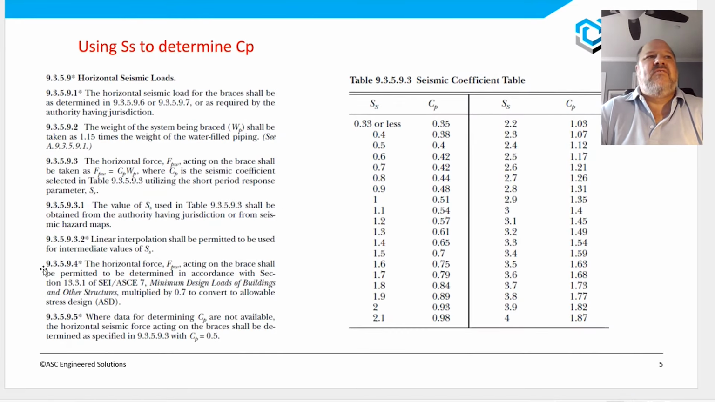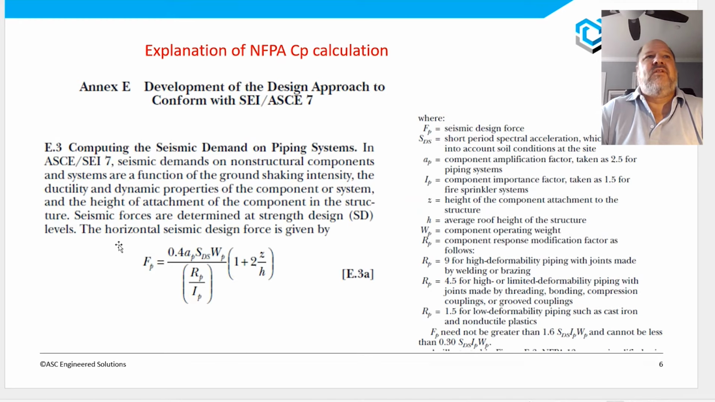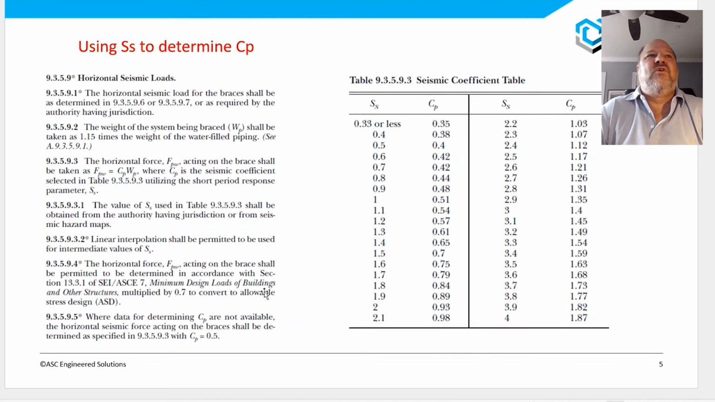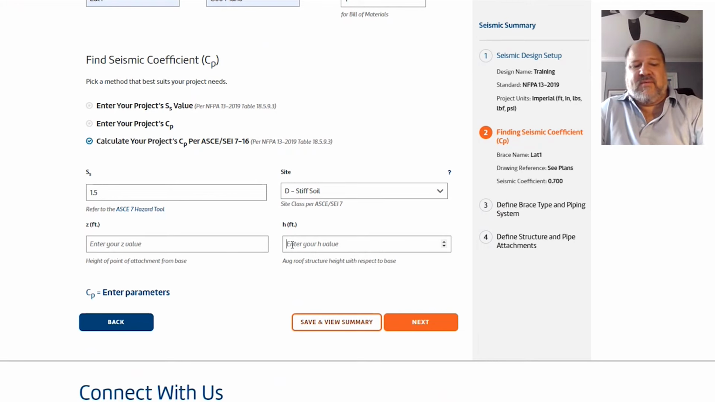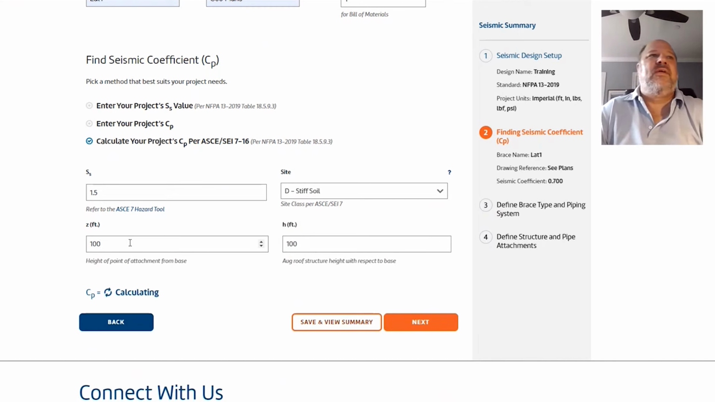Within NFPA 13, there's also a provision which says you can use the calculation. The calculation is this formula. It's a little intimidating, a little complicated, but essentially that formula is used with worst case scenarios to determine these seismic coefficients. So by answering three simple questions, what type of dirt you have, how high is your building? As an example, I use a 100-foot high building, and I'll say my bracing is at the top of my 100-foot high building. You can see I get the same C sub P seismic coefficient of 0.7.